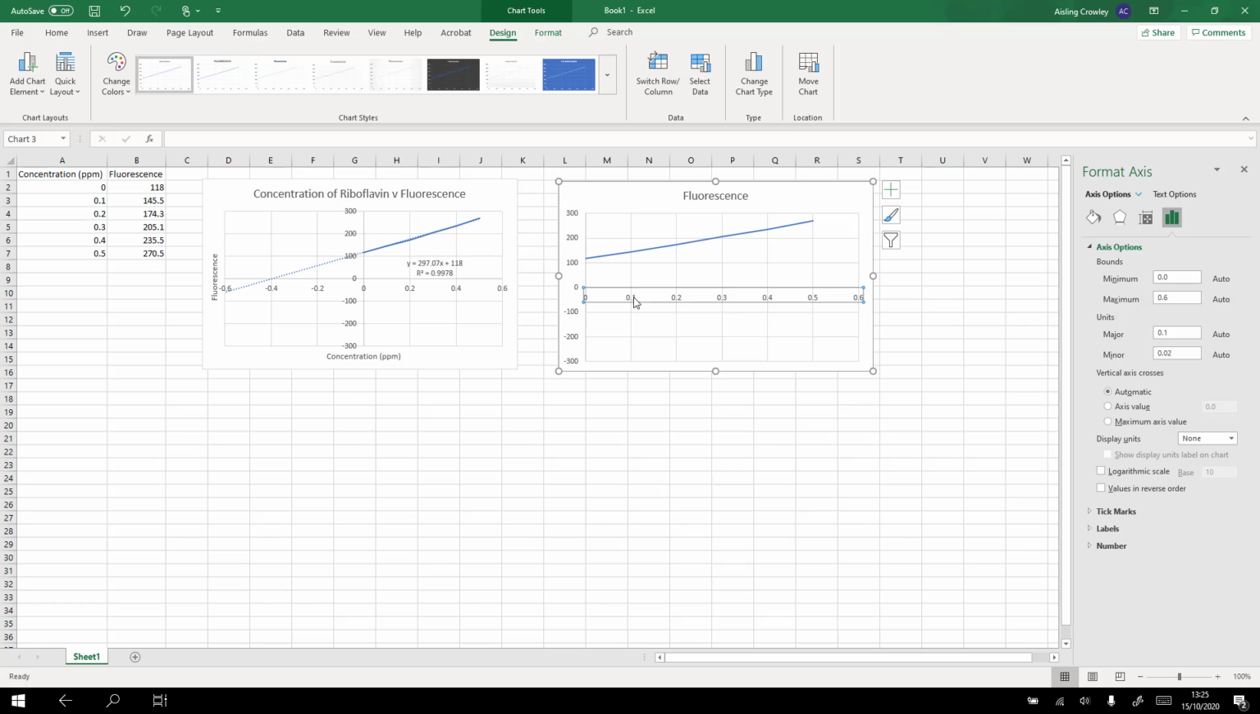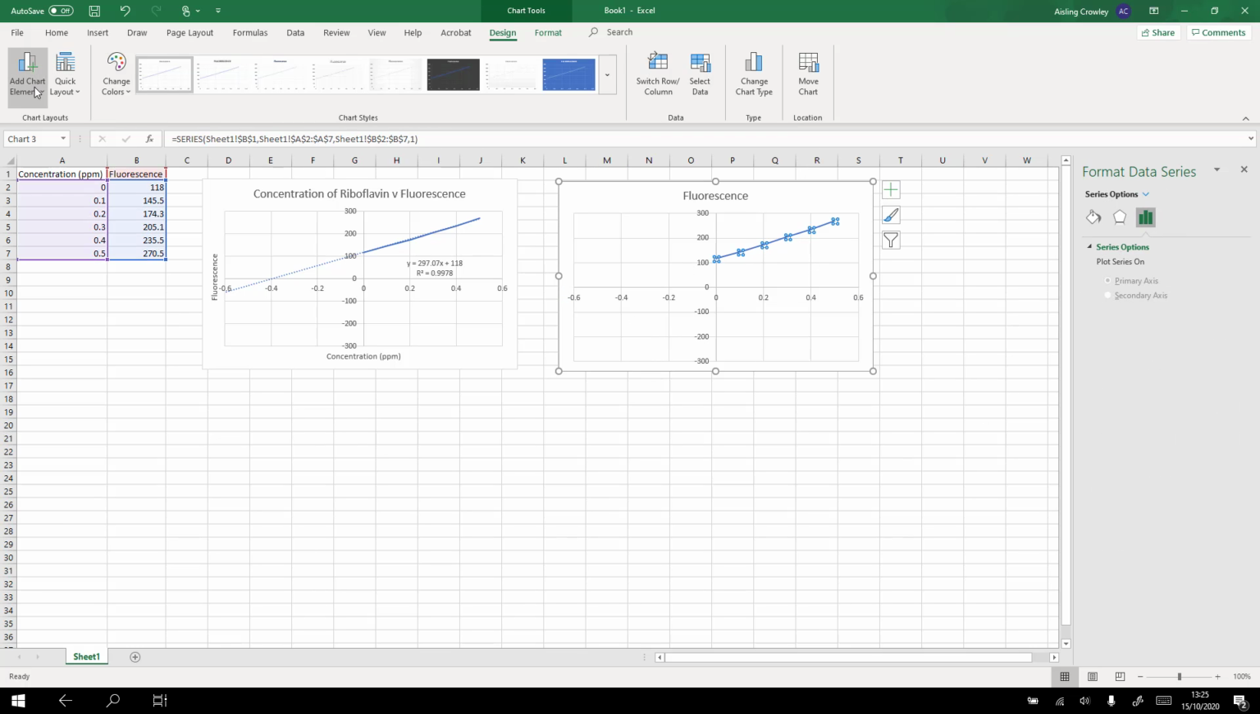I want to do the same for my x-axis. So the maximum for my x-axis is currently 0.6. Keep it symmetrical, I want it to be minus 0.6. So again, I'm changing my minimum bound to minus 0.6. And we're halfway there already.